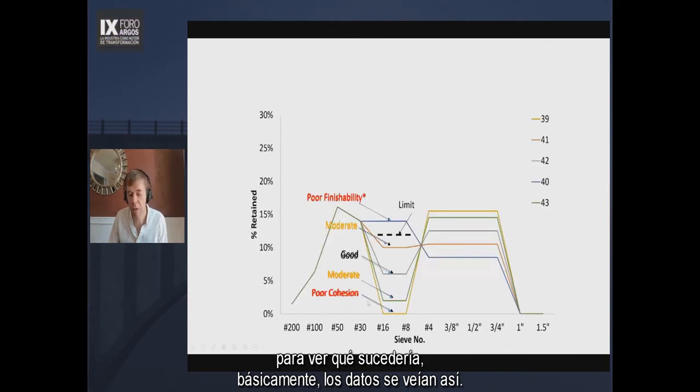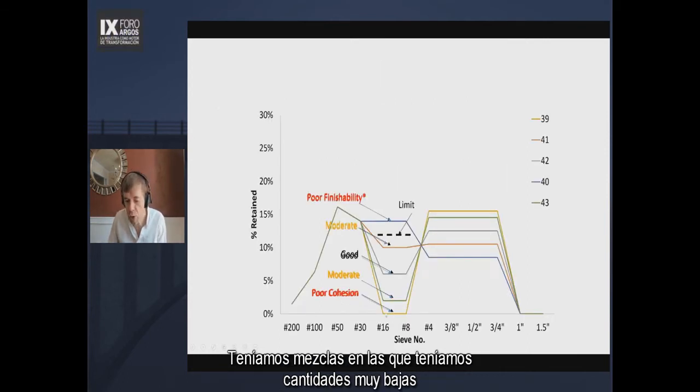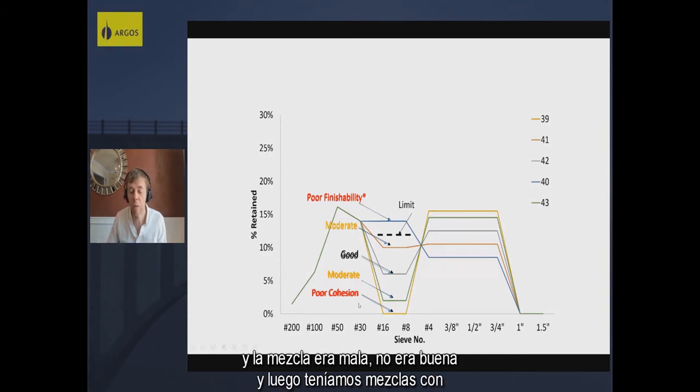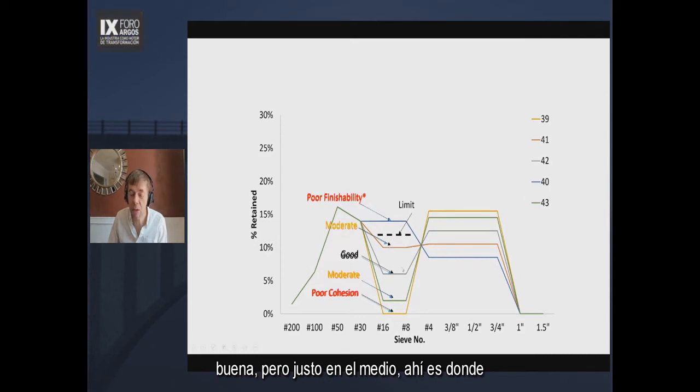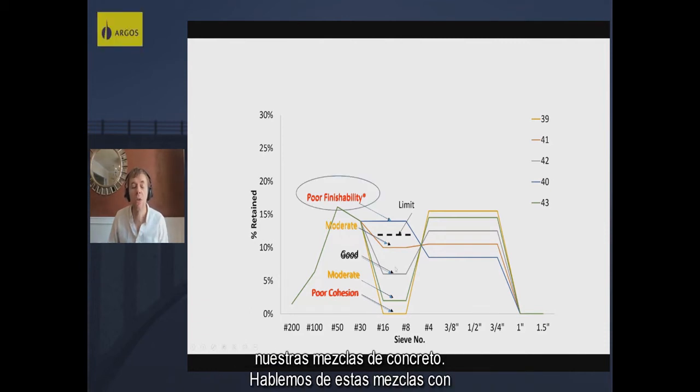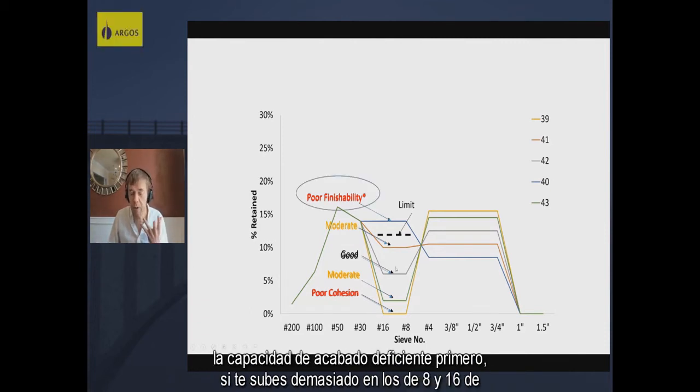Basically, the data looked something like this. We had mixtures where we had very low amounts, and the mixture was poor. It wasn't good. And then we had mixtures with very high amounts, and the mixture was poor, and it wasn't good. But then right in the middle, that's where it was good, and that's what we're shooting for. That's what we want inside of our concrete mixtures. So let's talk about these mixtures with the poor finishability at first.